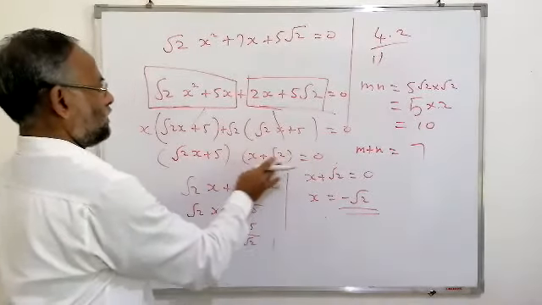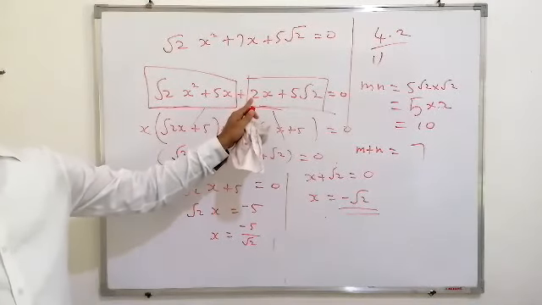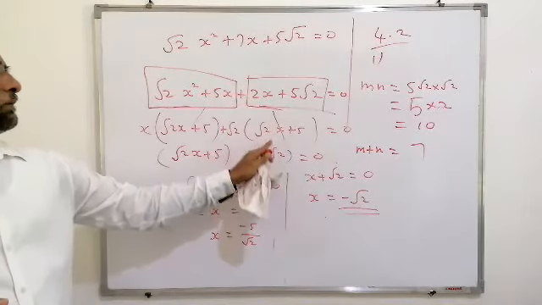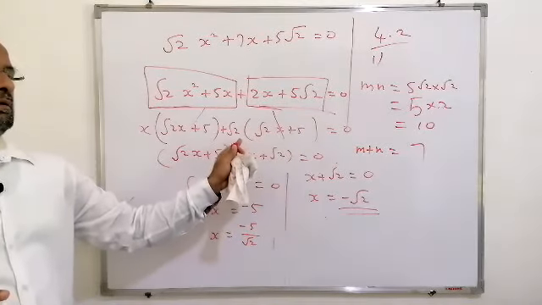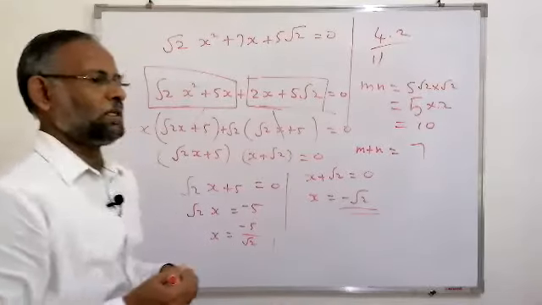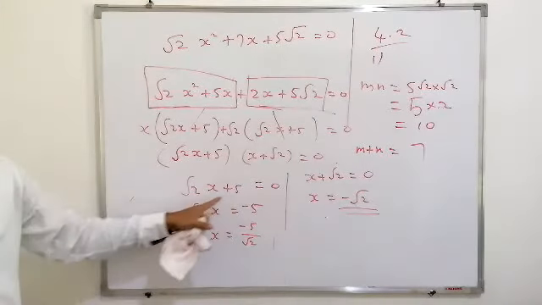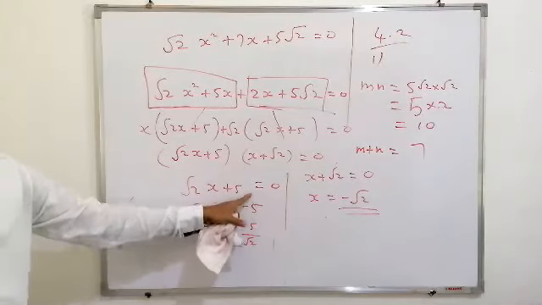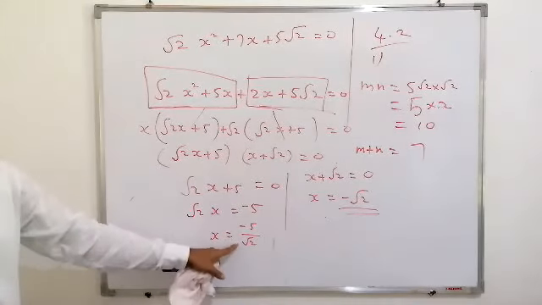Root 2x plus 5. Common x outside, common root 2 outside. Be careful, 2 means root 2 into root 2. That means root 2x plus 5. Root 2 is outside. Here is the only problem: root 2, root 3, radicals. You know that from class 9, that doesn't matter. Now, last step, root 2x plus 5 is equal to 0. That means root 2x is equal to minus 5. x is equal to minus 5 by root 2.